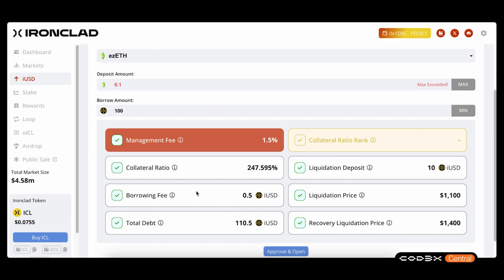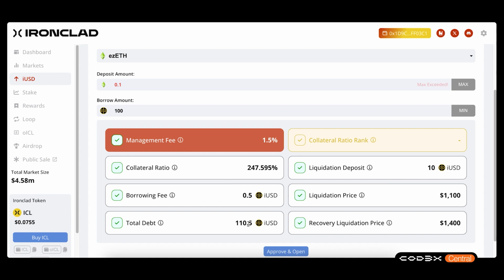Yeah, okay, so borrowing fee, that's really easy. It's a one-time fee of 0.5%, so if I'm borrowing $100, 100 IUSD, I'm paying 50 cents. And this is one time, you don't accrue any interest over the life of your loan. This is just at the time of mint, you're gonna be paying this, so easy.